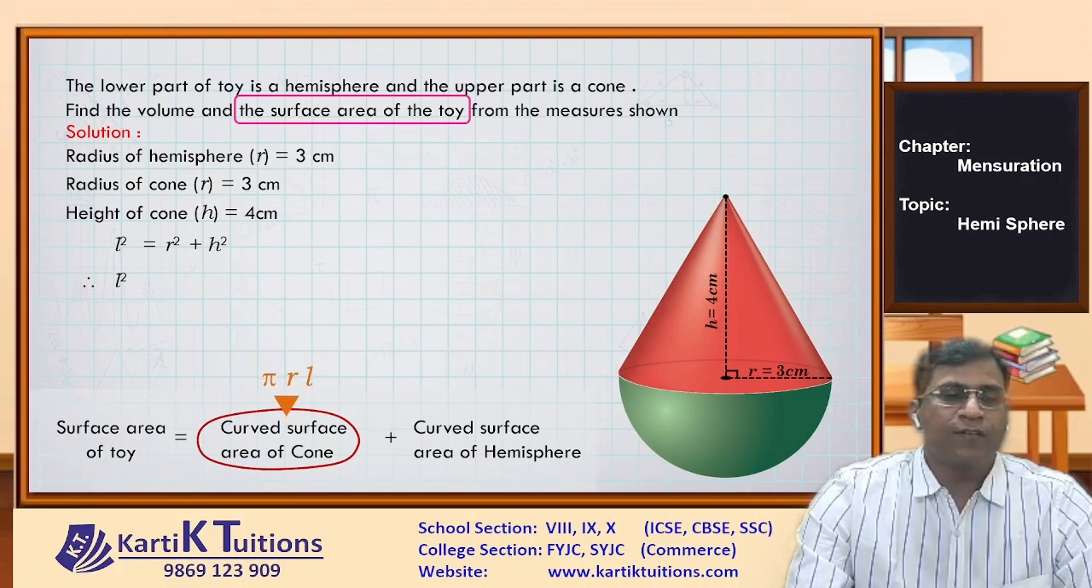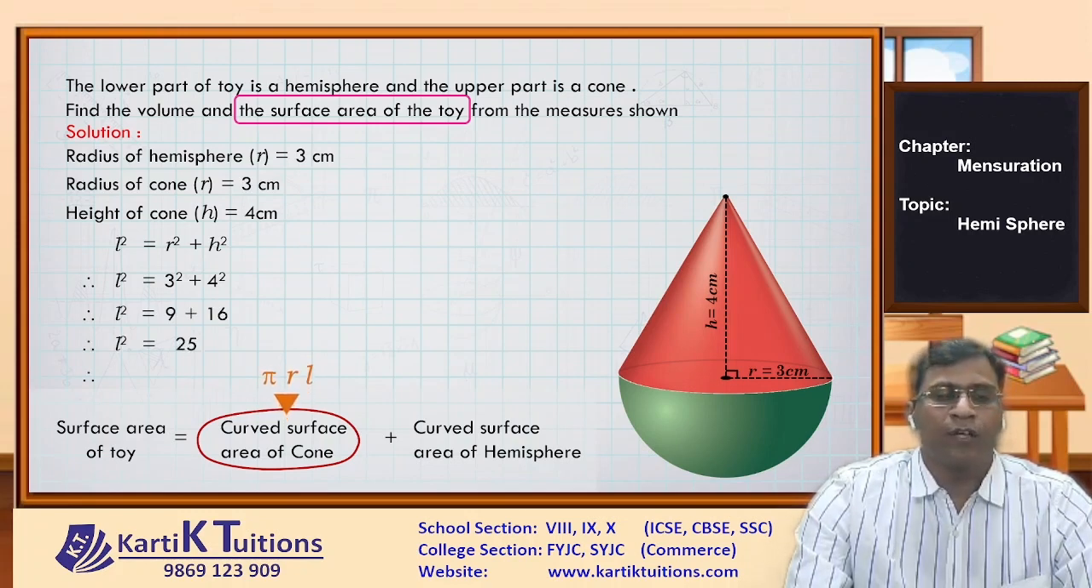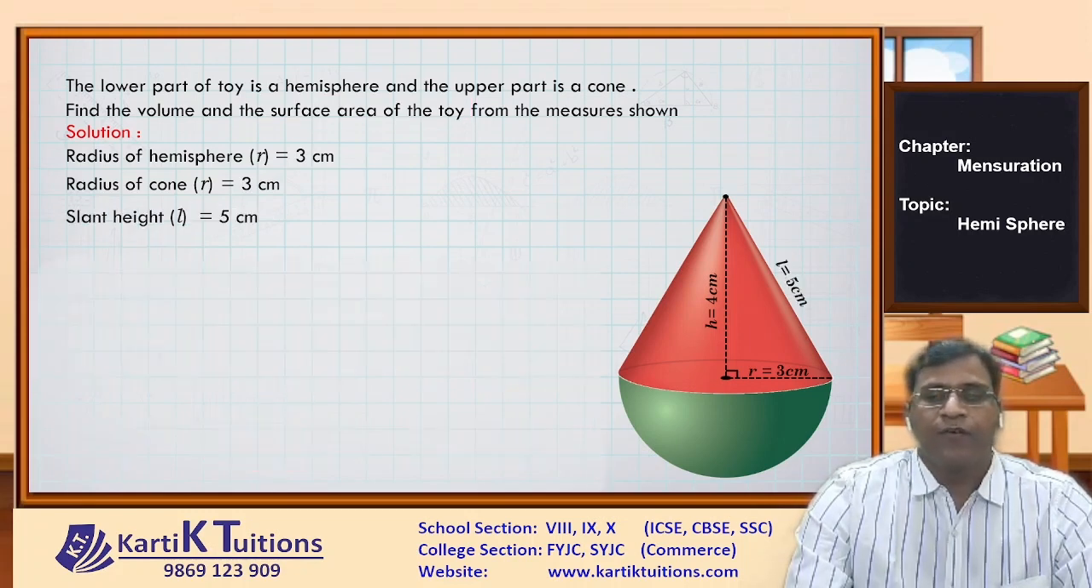So L square is equals to 3 square plus 4 square. So L square is equals to 9 plus 16. 9 plus 16 कितना होता है? 25. So when you take the square root, it will give us 5 centimeter. So the slant height here is 5 centimeter.